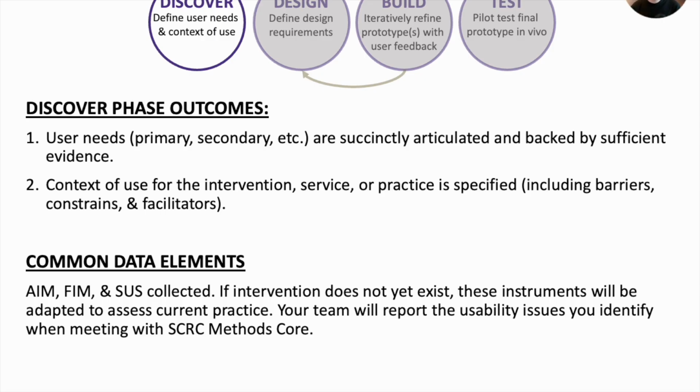So as we transition from those common data elements, let's look at each phase and the specific outcomes for those phases. In the discover phase, remember, this is all about defining your user needs and understanding the context of use. So your outcomes for this phase are going to be, first, that user needs are succinctly articulated and backed by sufficient evidence. And we'll know that it's backed by sufficient evidence when you meet with the methods core. We'll help you evaluate that. And then your second outcome is that the context of use for the intervention, service, or practice is specified, including the barriers, constraints, and facilitators. And so an example here is that the STRIVE project is interested specifically in suicide care in integrated behavioral health settings, particularly collaborative care. So we want to make sure, as we're finishing the discover phase for the STRIVE project, we're really understanding the context of use that is specific to integrated behavioral health settings.